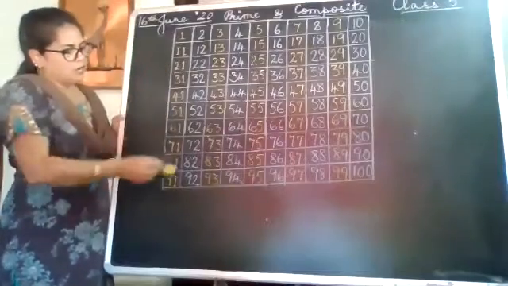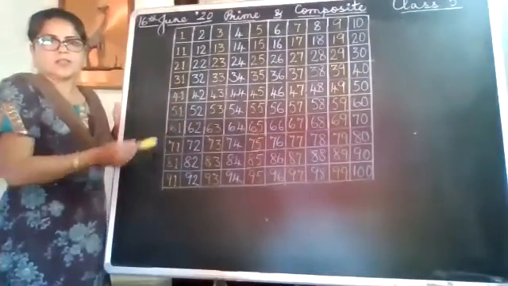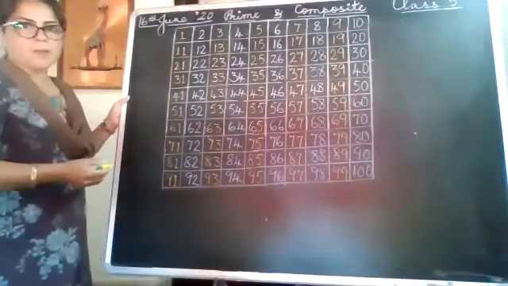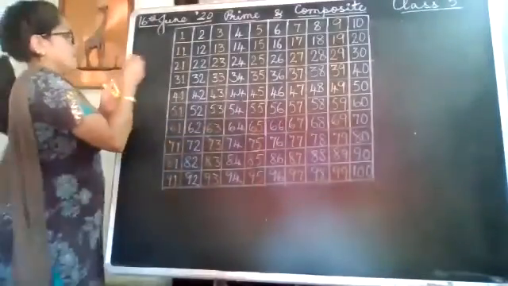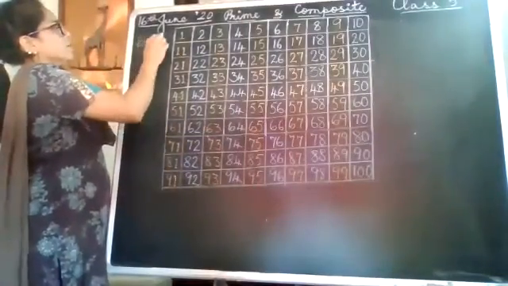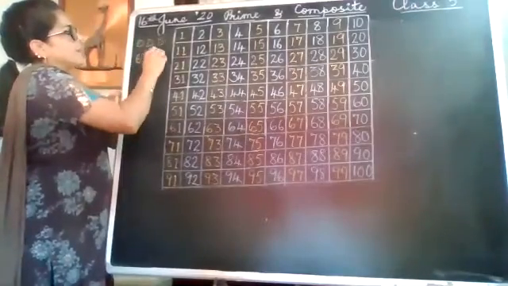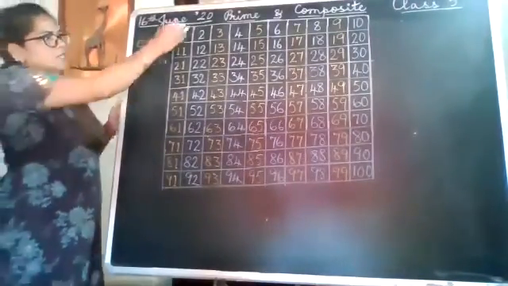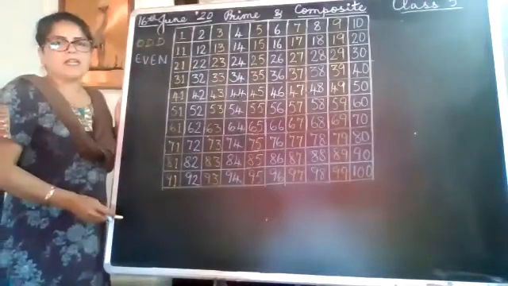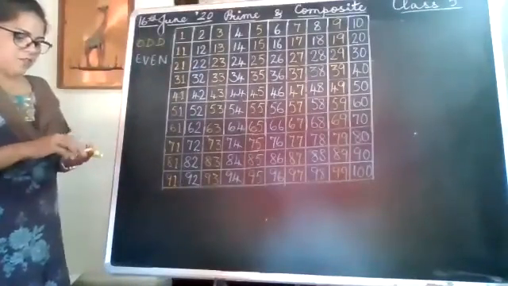I have written them in two colors. The yellow numbers, as you can see, are all odd and the blue numbers are all even. So we know that even numbers are numbers which are divisible by 2, isn't it? So what is a prime number first of all?